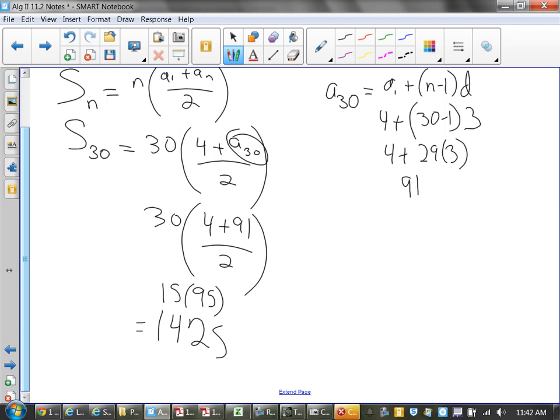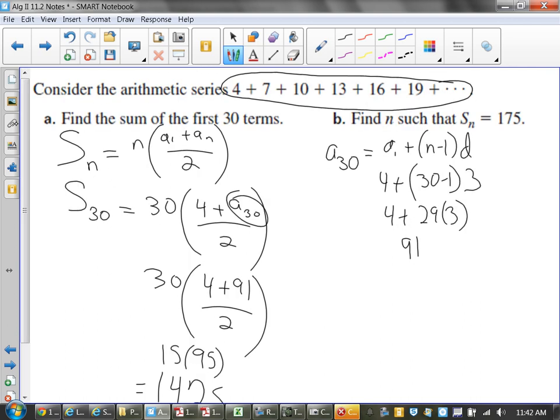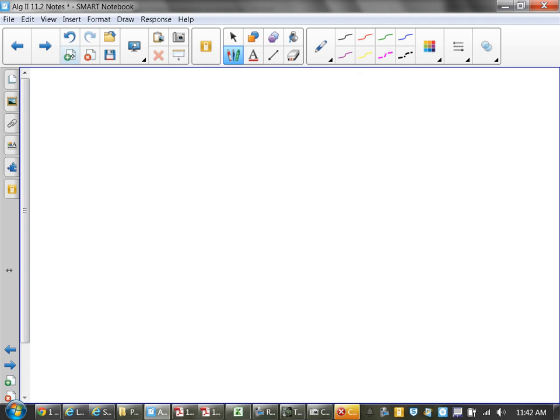Okay. So the second part of this problem was to figure out what value of n, how many of them you have to add together to equal 175. So what happens then, you need to figure out how many of them will get you up to 175.